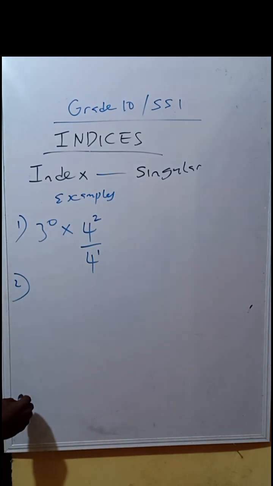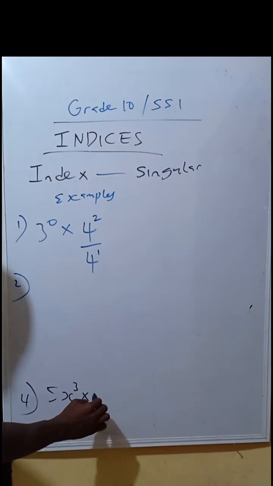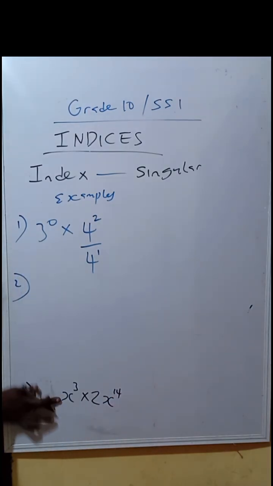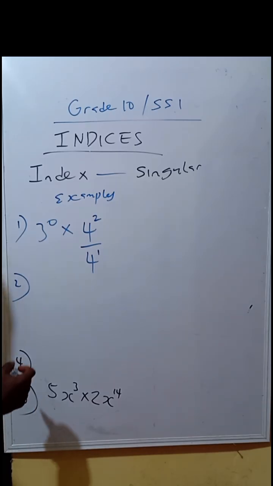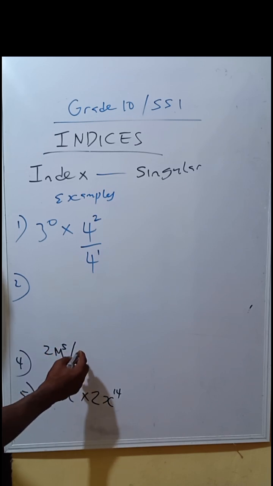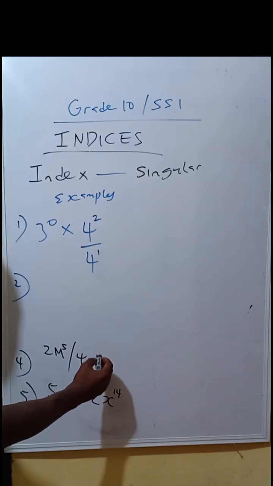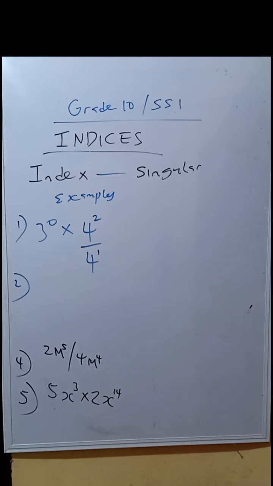I'm going to make the 4th question, or rather the 4th and 5th questions, test your intelligence. 2m raised to the power 5 divided by 4m raised to the power 4. You test your intelligence to see if you can think.